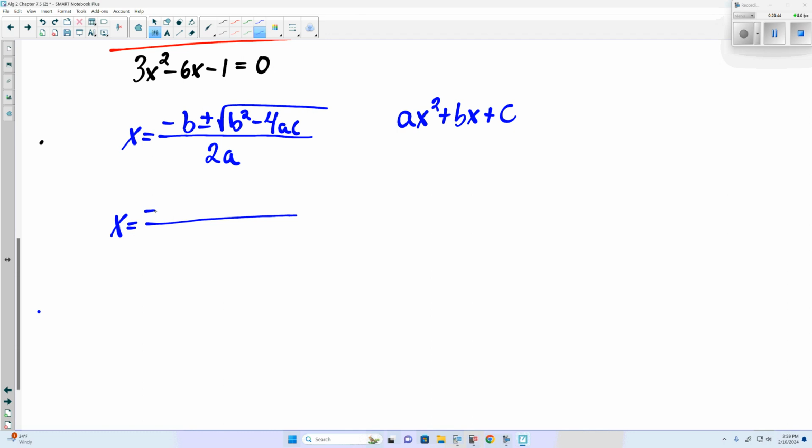So what we'll have here is negative 6, plus or minus the square root of b squared, so negative 6 squared, minus 4 times our a value, which is 3, times c, which is negative 1, all over 2 times 3. We good? Okay. If you need me to slow down at any point, just say so.